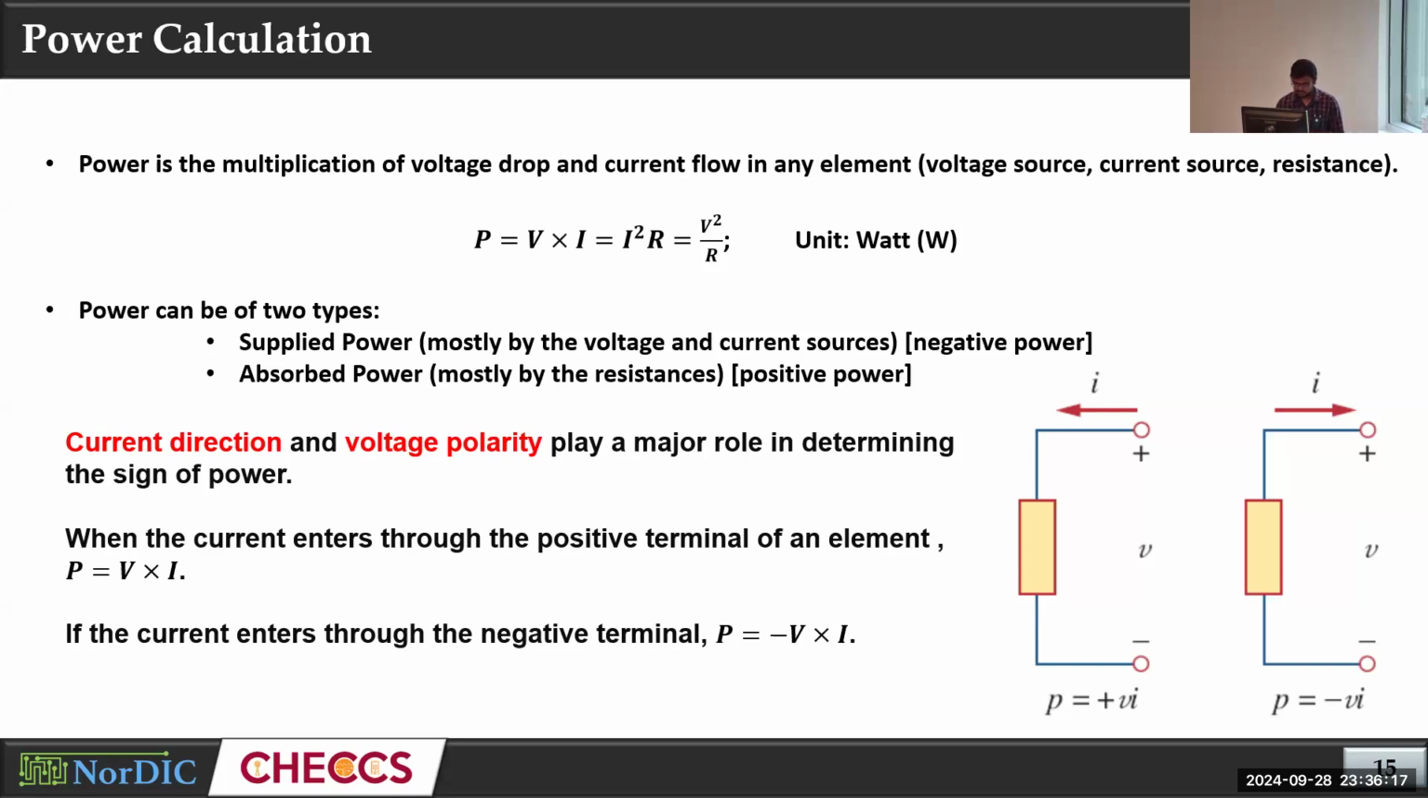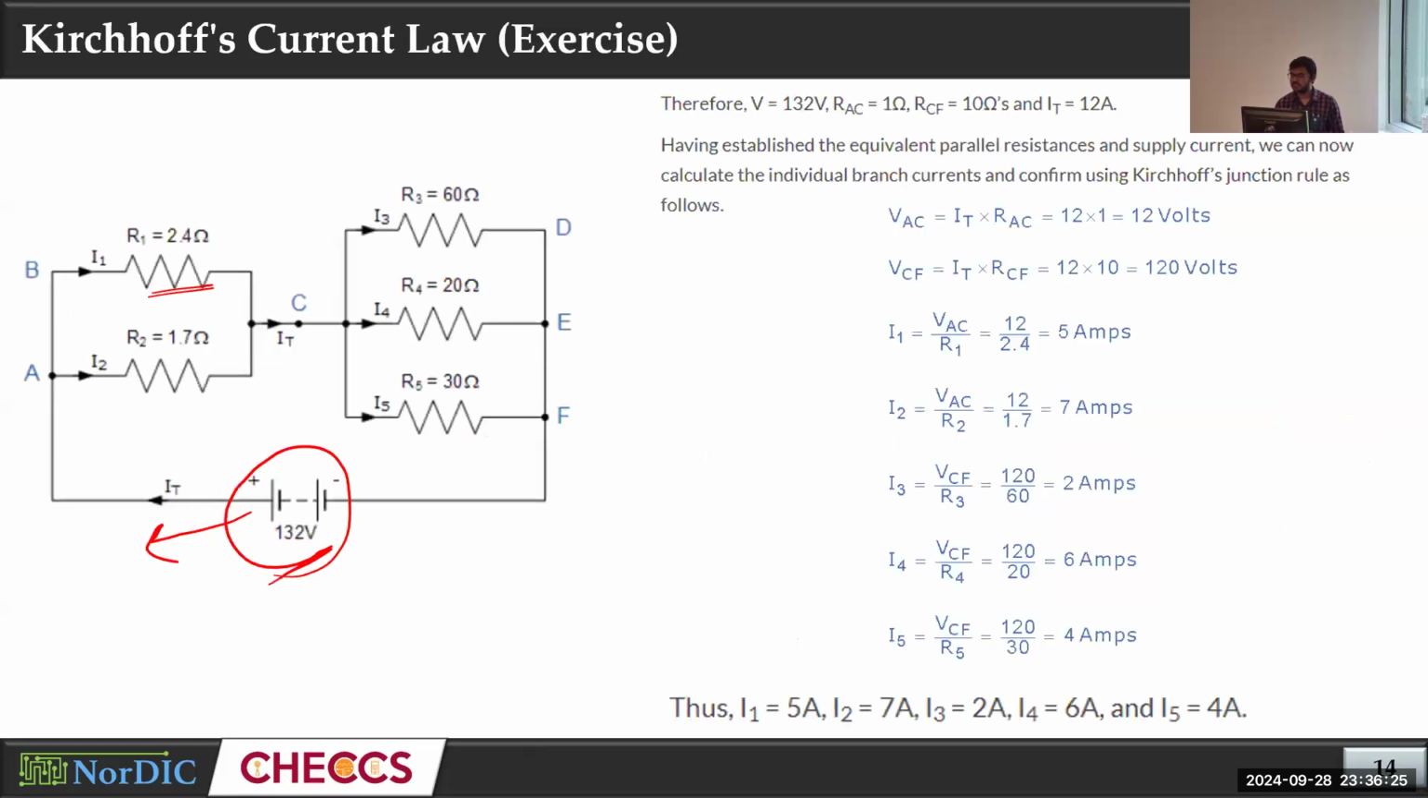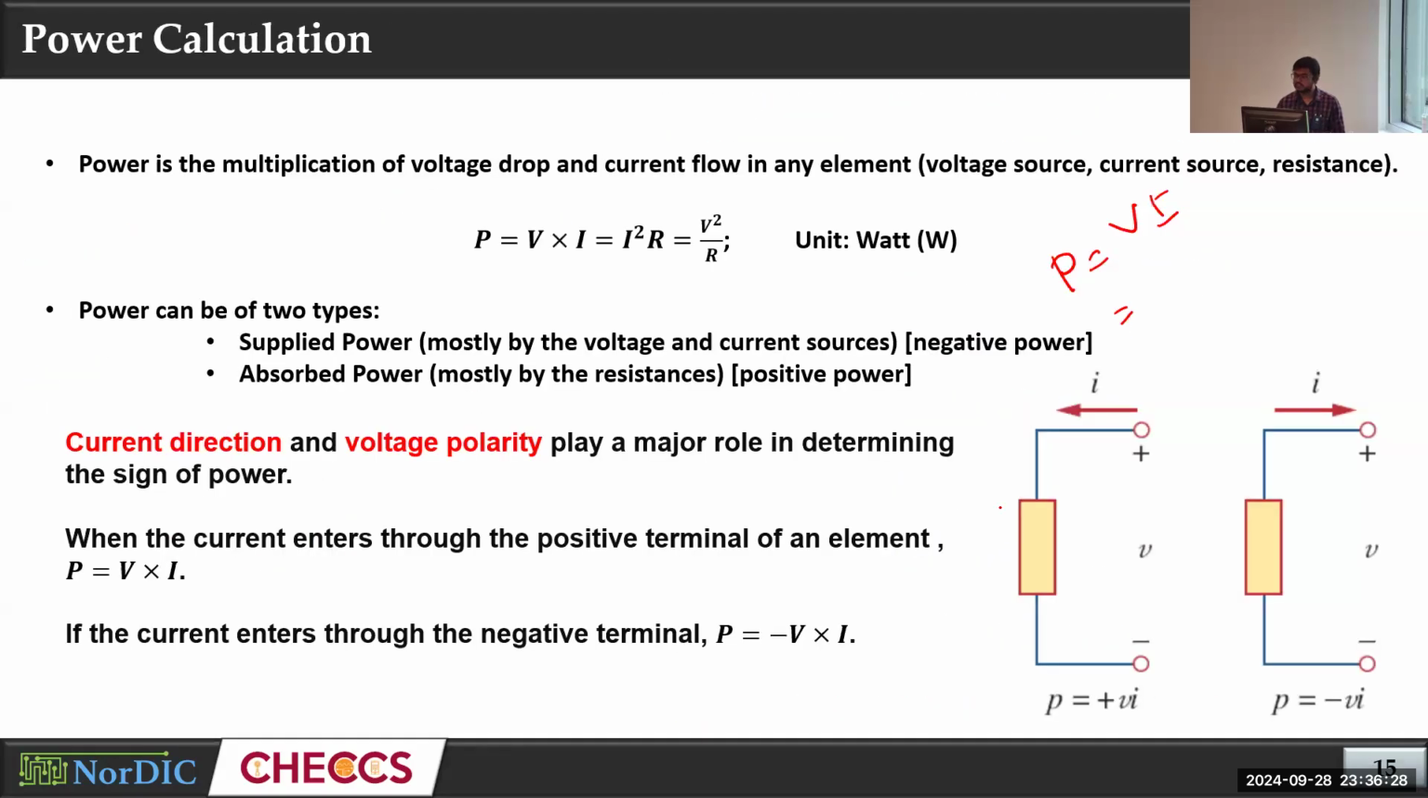So the formula is P equals VI. And as we know from Ohm's law, V equals IR, these three are related. So if you know voltage and current, you can use this formula directly. If you know only current and resistance, what do we know? V equals I times R, right? So that will be I squared R. So if we only know current and resistance, then we can use P equals I squared R.